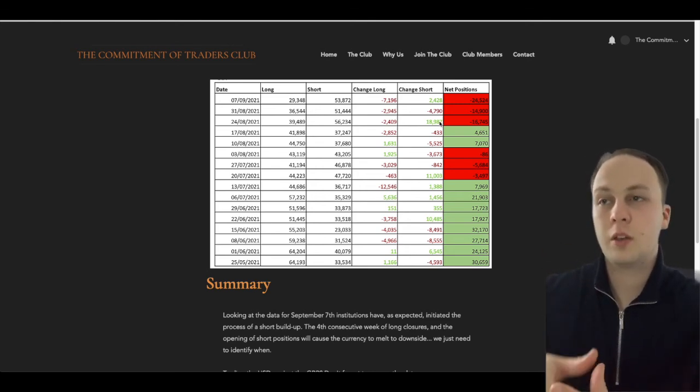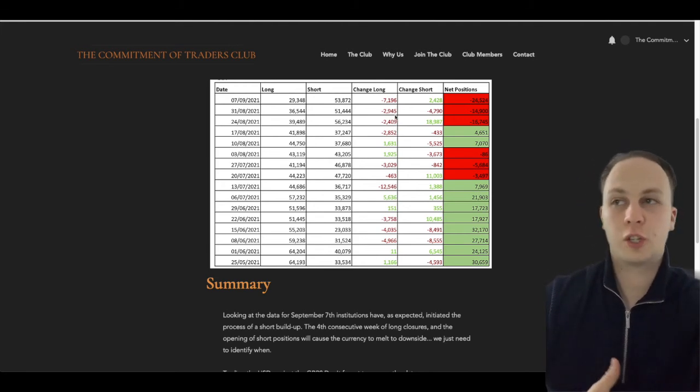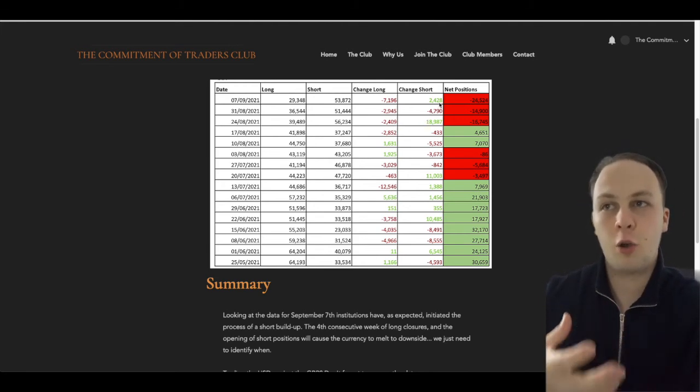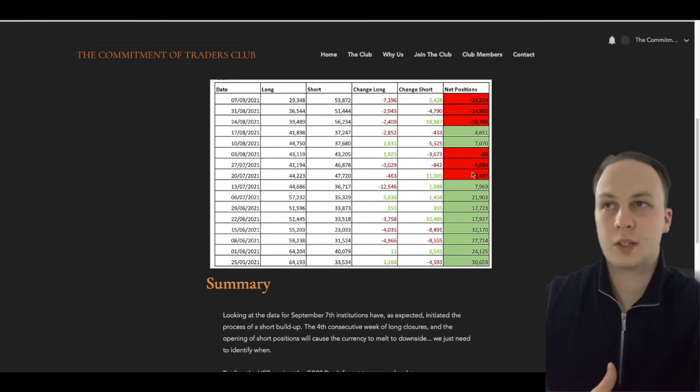But then more recently, we're seeing, and if you are interested in getting your hands on this information, join our club, more recently, they have closed out their long positions again, and they're starting to open up short positions, which we're now even further down in the net short positions than we were previously.